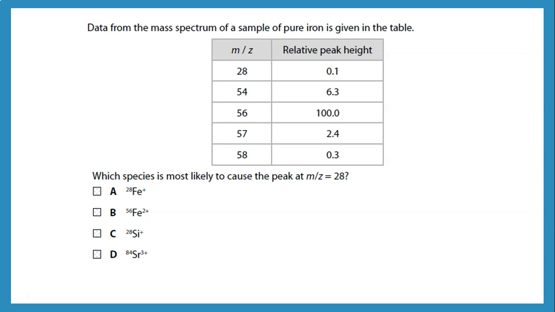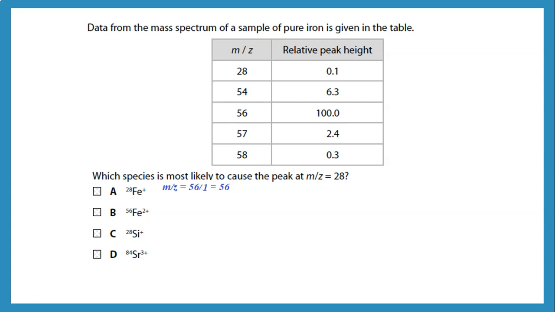So he's saying that we have relative peak height or relative abundance of these, and he's saying one of the peaks gives an m over z of 28. Where did that come from? If my molecular mass of iron is 56, then if I have one positive charge on the atom, then the m over z, remember z is the charge, is 56 over 1, so that's 56. But what if I have two positive charges on my atom?